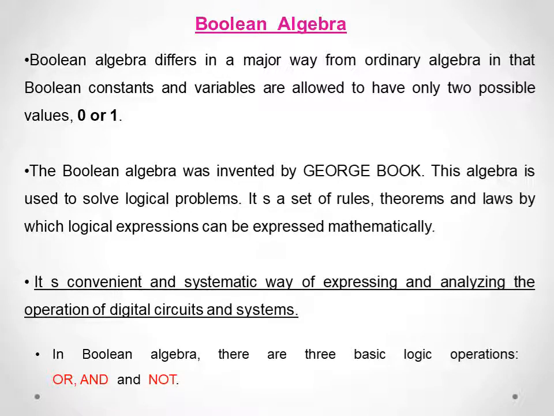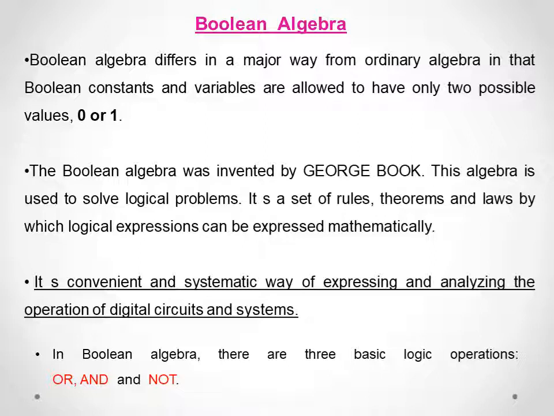Boolean algebra differs in a major way from ordinary algebra in that Boolean constants and variables are allowed to have only two possible values, that is 0 or 1. Boolean algebra was invented by George Boole. This algebra is used to solve logical problems. It's a set of rules, theorems and laws by which logical expressions can be expressed mathematically. It is a convenient and systematic way of expressing and analyzing the operation of digital circuits and systems.